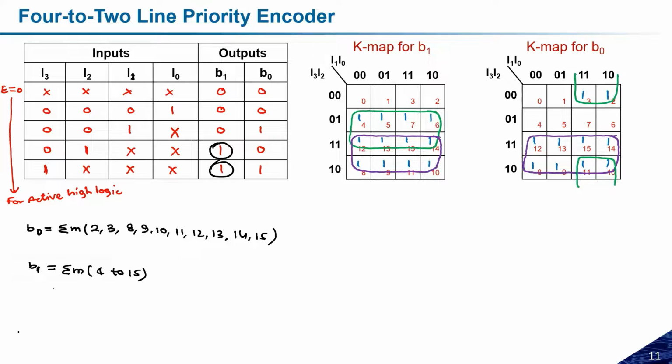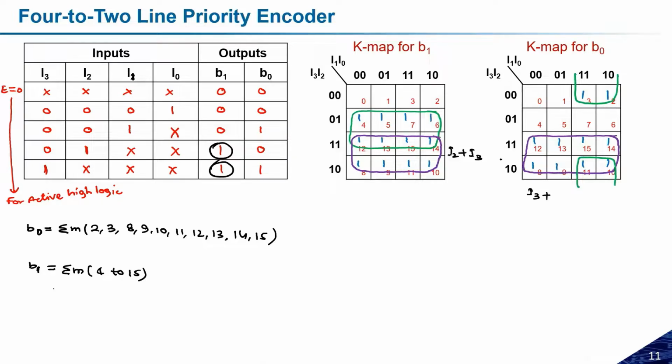I2 plus I3. Okay, so you are saying B1 will be I2 plus I3. And what about this B0? I3 plus I1, I2 bar. I3 plus I1, I2 bar. Okay, let us try to see.